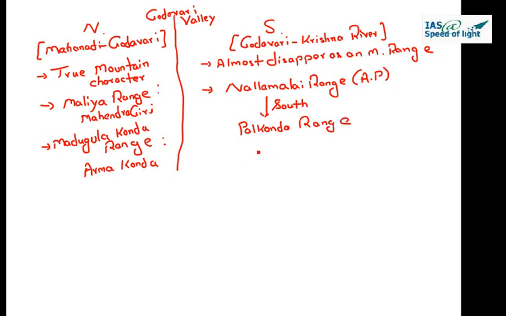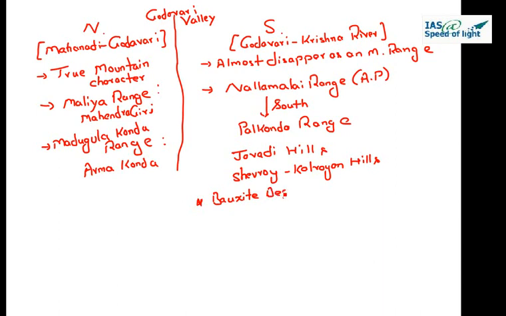To the south we have some more hills which are Javadi hills and Shevroy Kalrayan hills. Important thing to remember here is the bauxite deposits on Niyamgiri. In bracket, you write Niyamgiri, the POSCO plant.